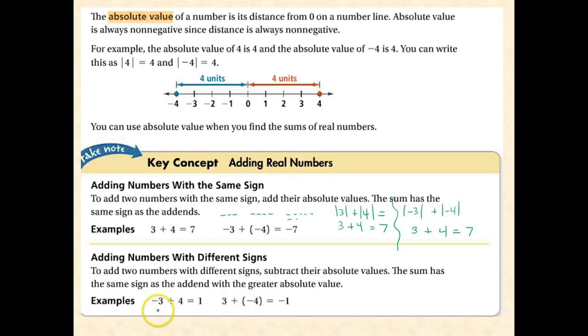Now let me tell you how I think about it. Negative 3 is 3 negatives. Positive 4 is 4 positives. Positives and negatives cancel each other out, so I've got 1 positive left. So that's why it's positive 1. 3 plus negative 4 means I got 3 positives and 4 negatives. Each positive cancels out 1 negative, so I got 1 negative left. That's negative 1. Boom shakalaka.